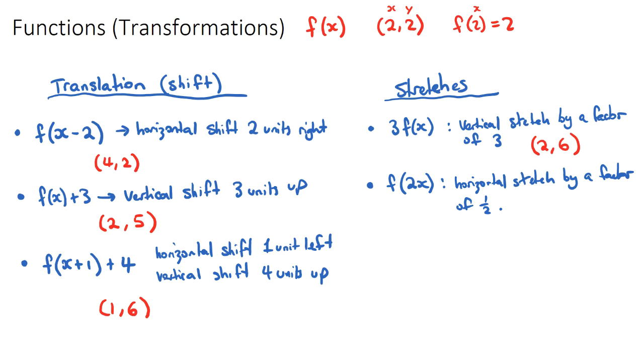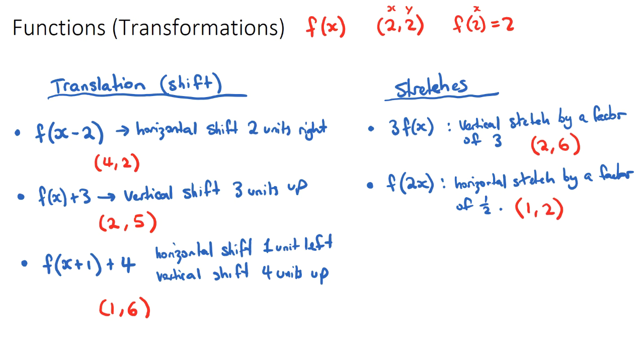Now, that's the tricky one. What that will mean to our function up here, or our coordinate, is that the x value will be horizontally stretched by a factor of 1/2, so that 2 will now be multiplied by 1/2 to go to 1, and the y didn't change. Okay, so that's our stretches.